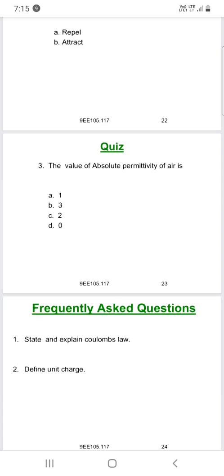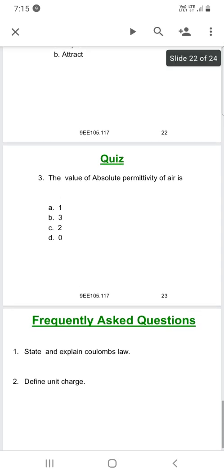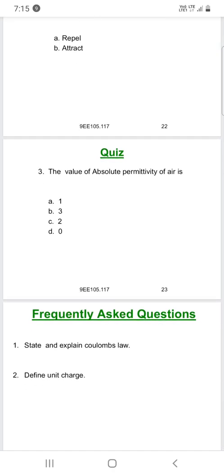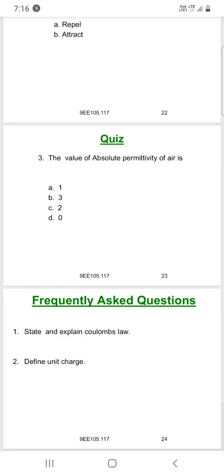Next, the third question: what is the value of the absolute permeability of air? The options are A equal to 1, B equal to 3, C equal to 2, and D equal to 0.